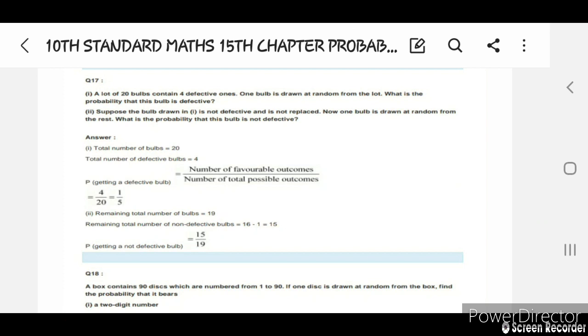In the next question they have asked, suppose the bulb drawn out is not defective and is not replaced. Now one bulb is drawn at random from the rest. What is the probability that this bulb is not defective? In the 20, one non-defective bulb is taken out. Of the 16 good bulbs, 1 is removed, and the remaining total is 20 minus 1, which is 19. So the good bulbs will be 15. So 15 by 19 is the probability of a non-defective bulb. Okay.